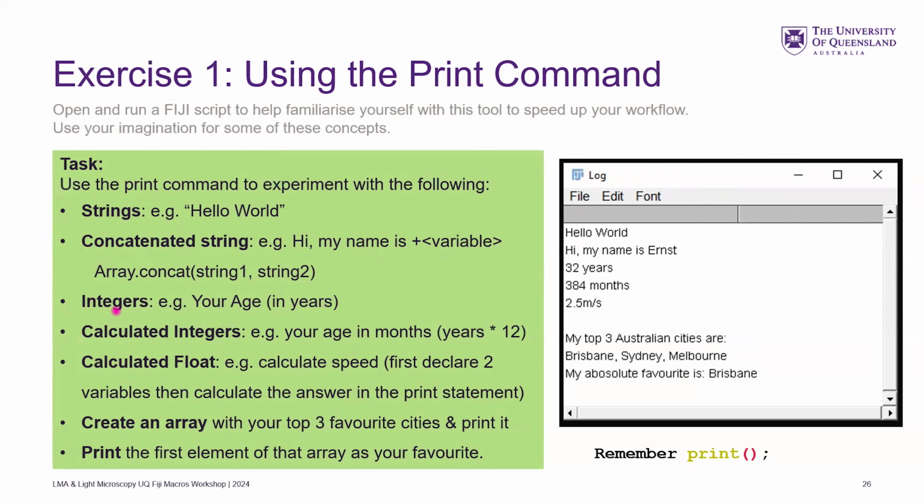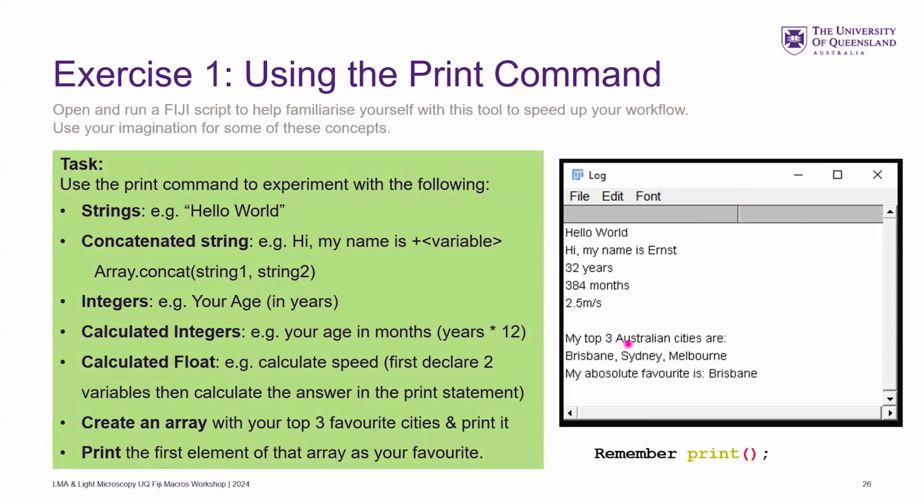To print an integer, print a calculated integer, print a calculated float. So, decimal value, whole numbers. Create some kind of array. I'm just trying to be broad here, so I'm saying favorite cities or something. It doesn't matter, but I want to see that you can create an array and print one, and then print just the first element of that array.